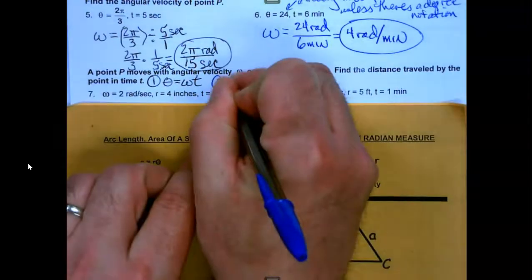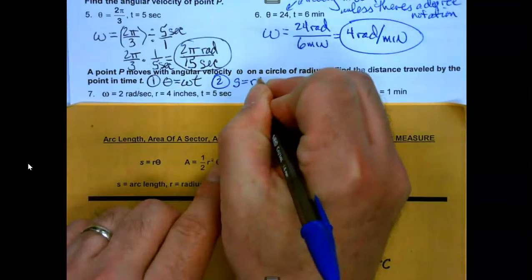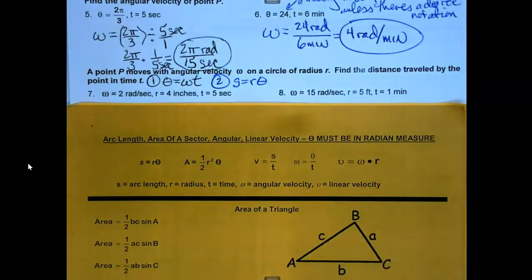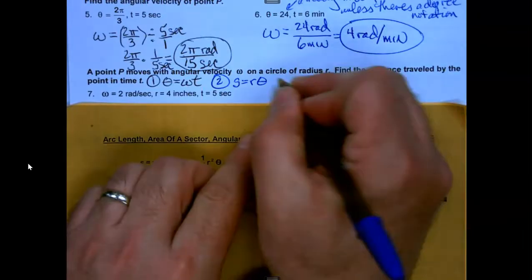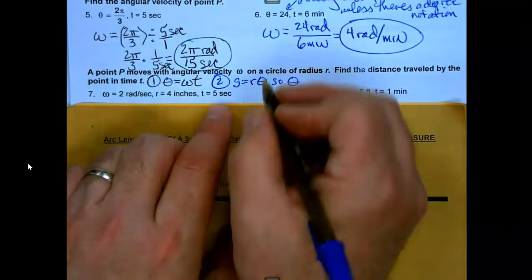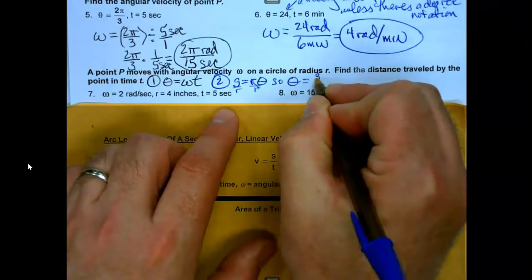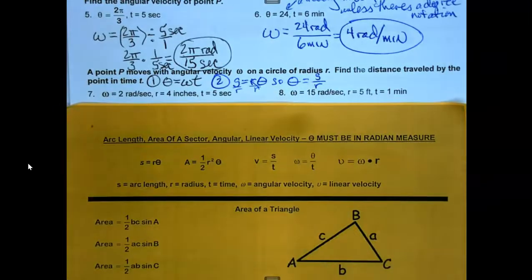Okay. Formula 2. This is the one we've already been playing with. Your arc length, your distance, is the radius times theta. So, if I solve that for theta, we're going to divide both sides by r. So theta is my distance divided by radius. Okay? We're almost there.